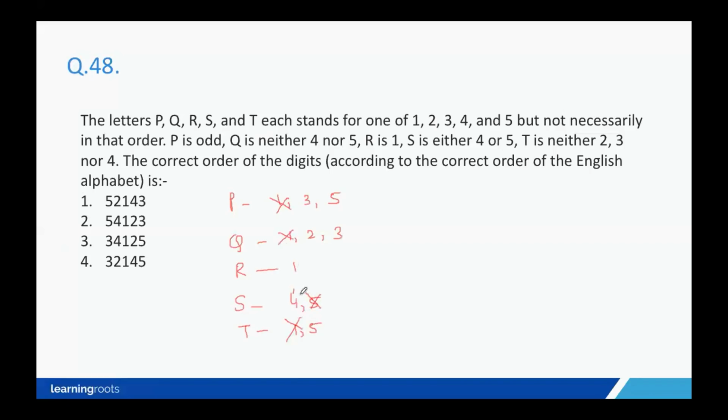I can cancel out 5 from here, which means S has to be 4. I can cancel out 5 from here, which means P has to be 3. Since P is 3, Q has to be 2. Right? So what is the correct order of the digits? It will be 3, 2, 1, 4, and 5. Right? Which is answer option 3. Okay, again, systematically, if you proceed like this, you should be able to arrive at the answer in no time.